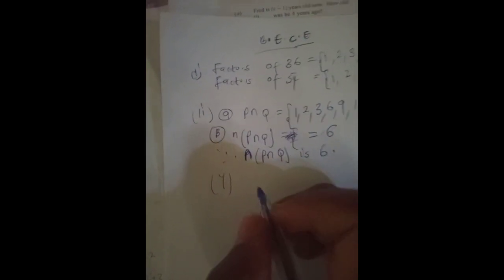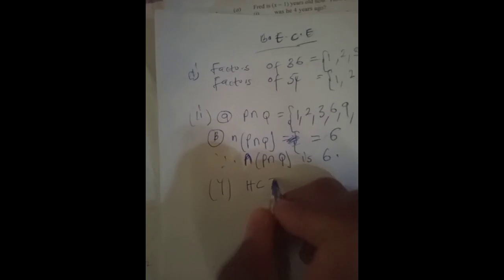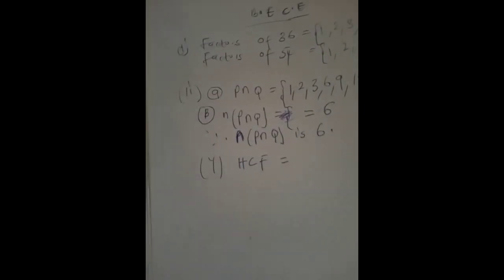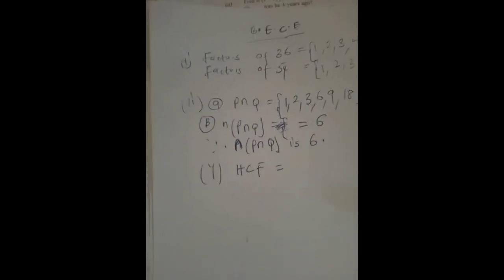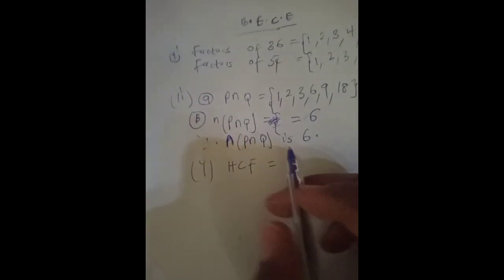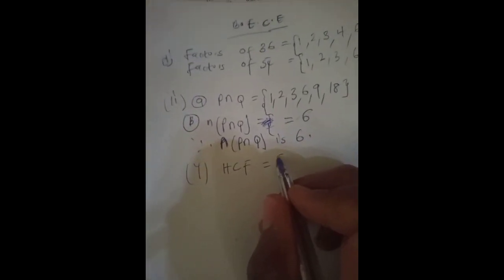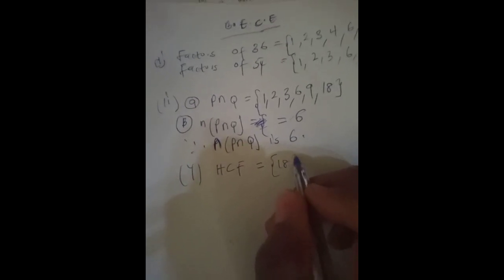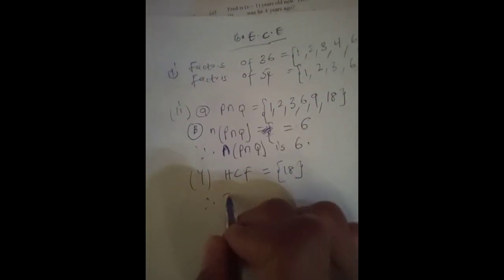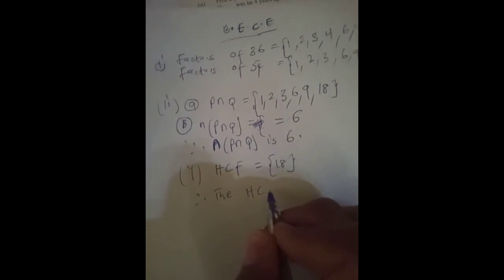So let's go to the next part. Now we have the highest common factor, HCF. The highest common factor means the number which can be found among them, which is common and at the same time the highest. We can see that it is 18. So the HCF is 18. So you can see that we are done with question 1A.